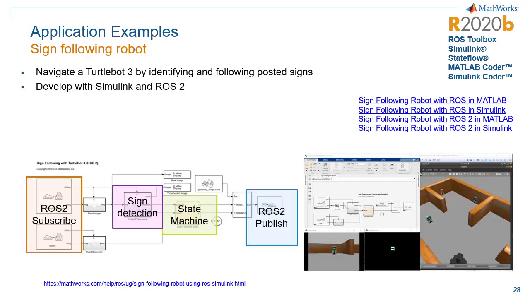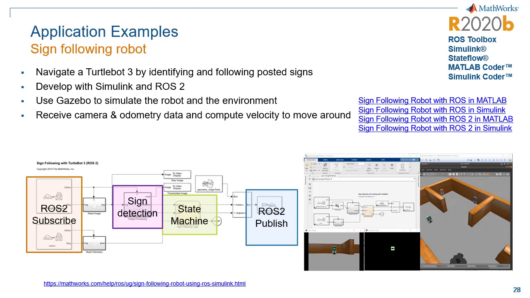We develop the sign following navigation algorithm in Simulink and utilize a ROS2 network for communication. We will use Gazebo to simulate the Turtlebot 3 and environment. The Simulink model controlling the robot will receive the image and odometry data published from Turtlebot 3, compute the velocity command, and then send it back to the Turtlebot 3.